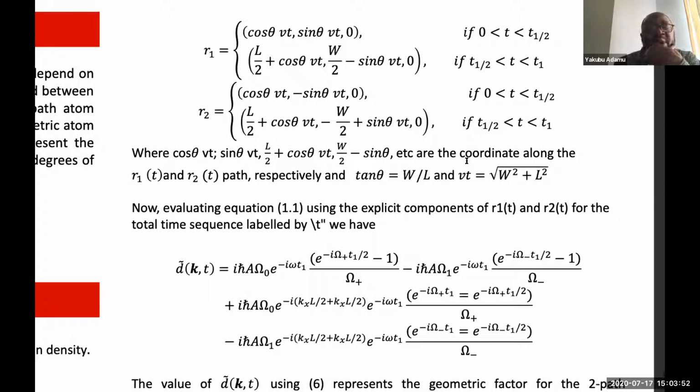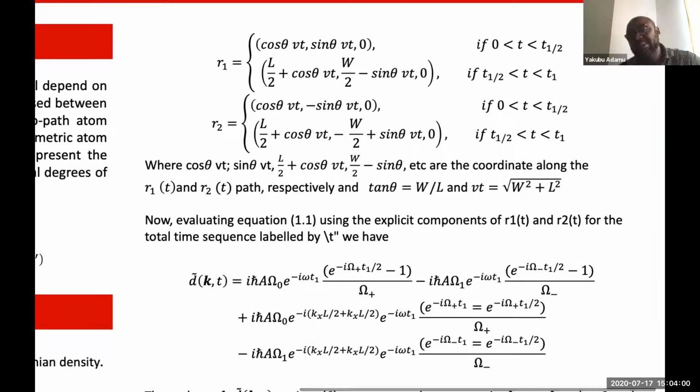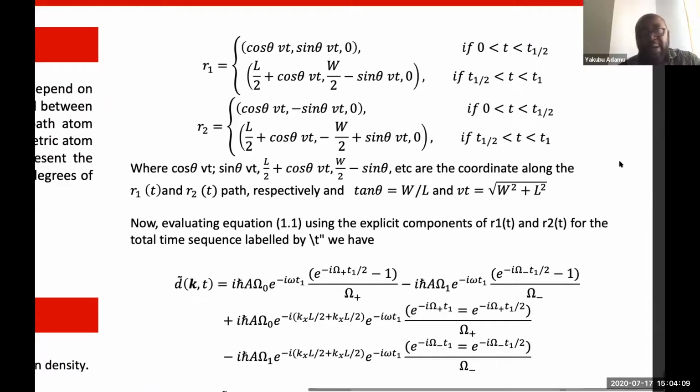Now, we evaluate equation number 1. I'm sorry, once again, I did not tag those equations. So we now evaluate equation 1 using the explicit components of R1, R2 that are described here, for the time sequence labeled by T. So after using some integral calculus, we arrive at this very equation.